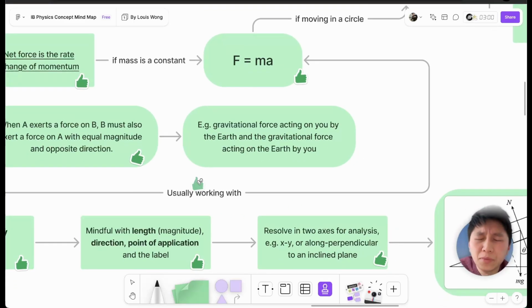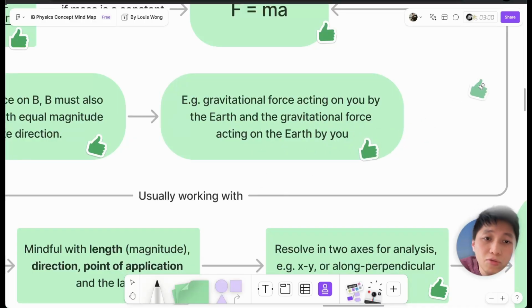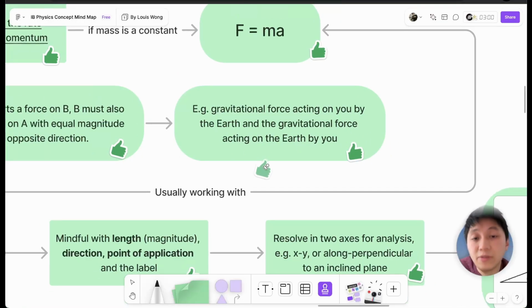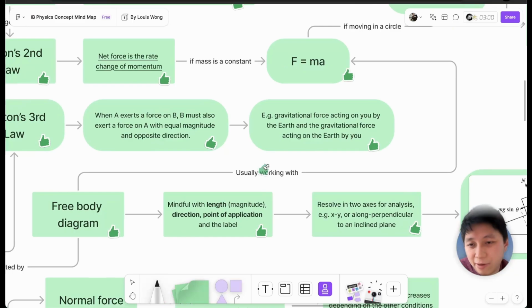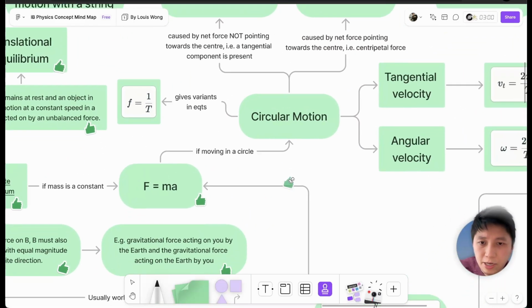One example, I don't often put examples, but this is one I really want to clarify. For example, the gravitational force you are experiencing now, pulling you down by the earth, has a pair of force. That's also the gravitational force. Remember, it's not the normal force. Many students think it's a normal force. It's the gravitational force acting on the earth by you. So you are pulling the earth upward in some way, although it's not very significant because the earth is very heavy. Now we can get to the circular motion, I believe.